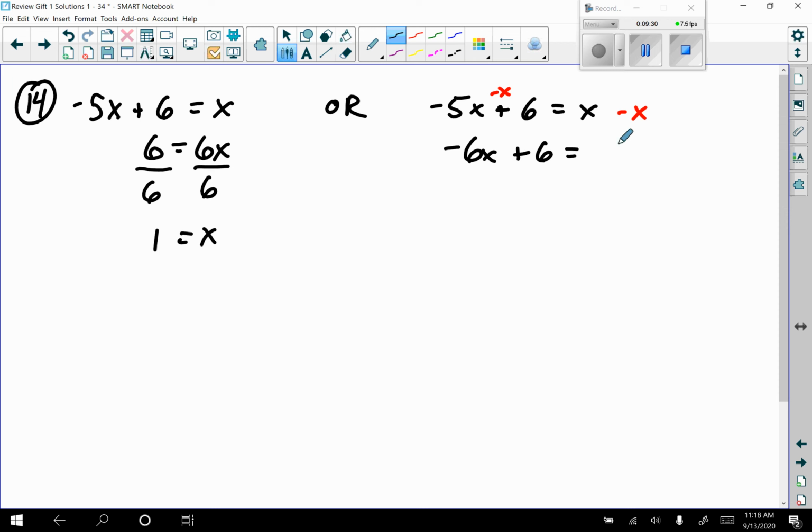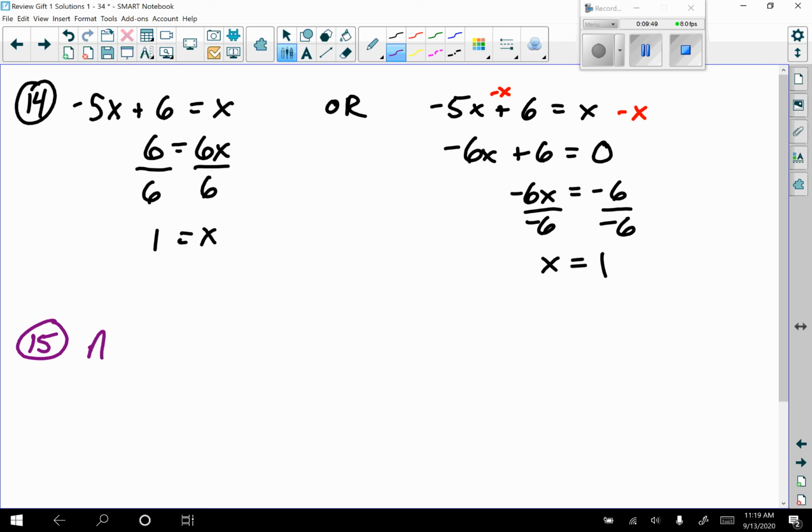But what do I write on the right side? There's nothing here, so 0. Next, I could subtract the 6 and then divide by negative 6, and I'm back at a positive 1. So a couple ways to carefully do that. All right, 15 through 18 were literal equations.